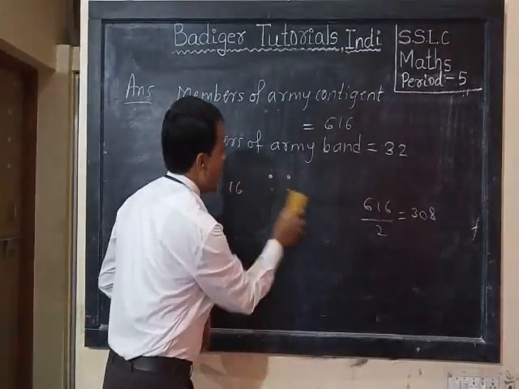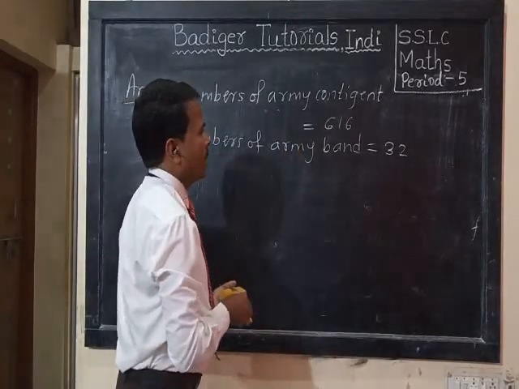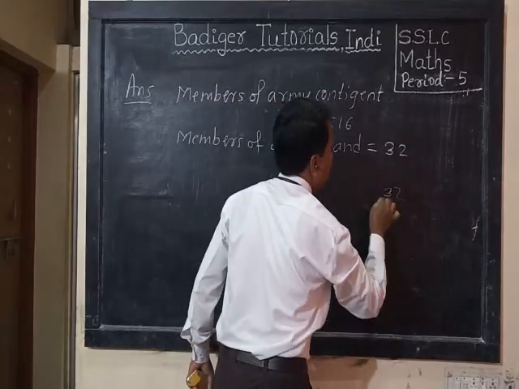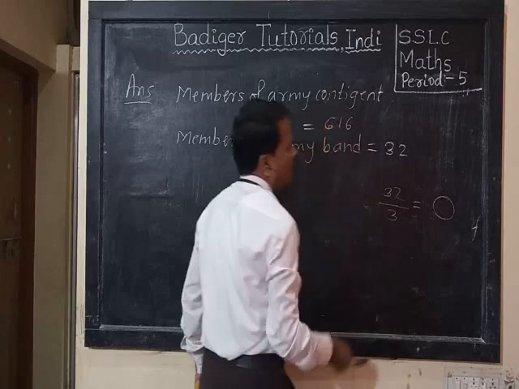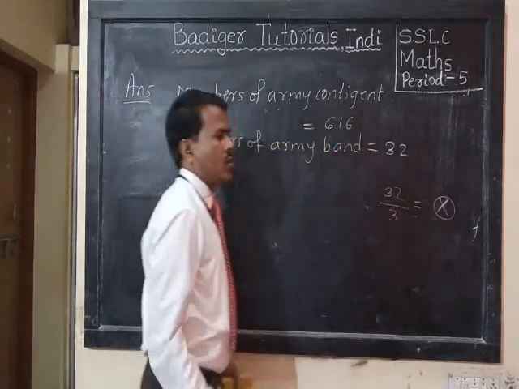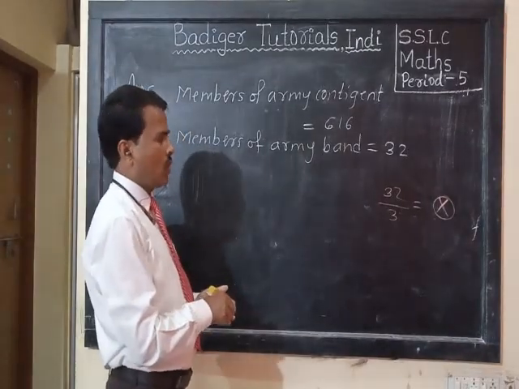Whether they can stand in 3 columns? No, because 32 is not divisible by 3. We don't get one whole number here. So they cannot stand in 3 columns.